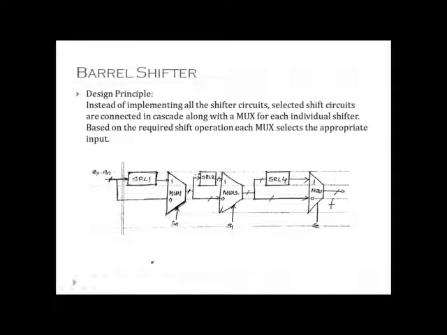So I'll give you one task here. You just try to implement a circuit for 32-bit operation and try to figure out how the 27 shift operation will be carried out using different combinations of mux and the select lines.